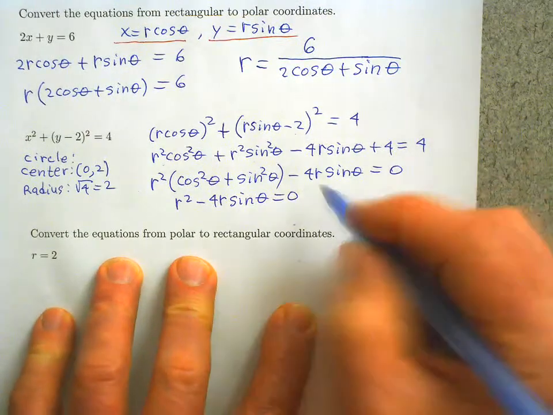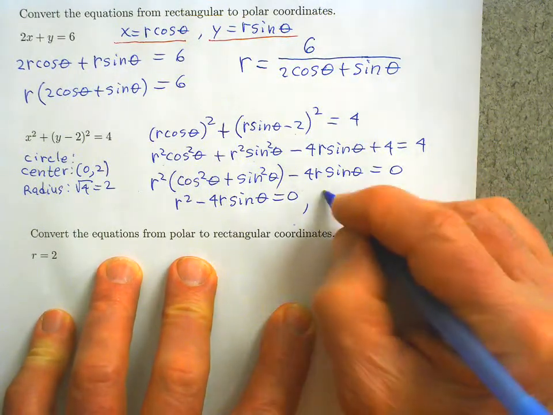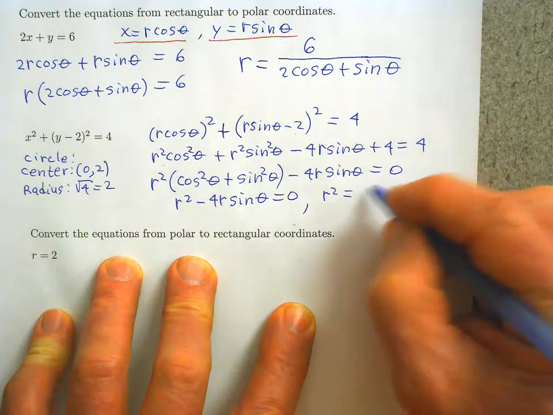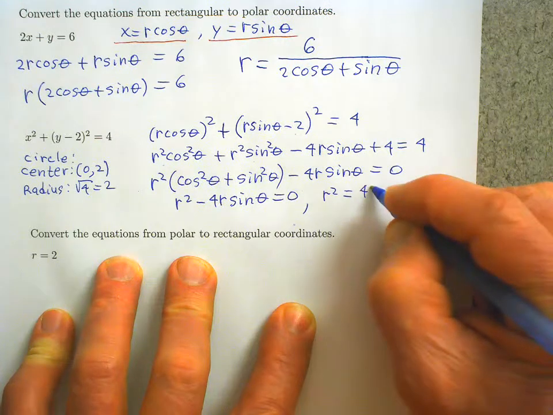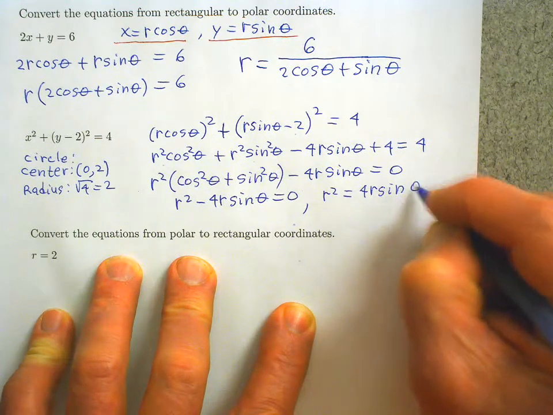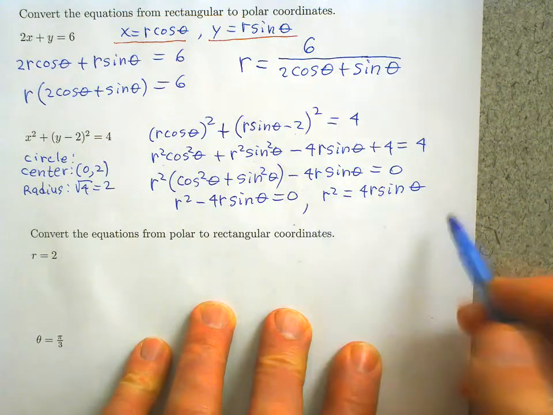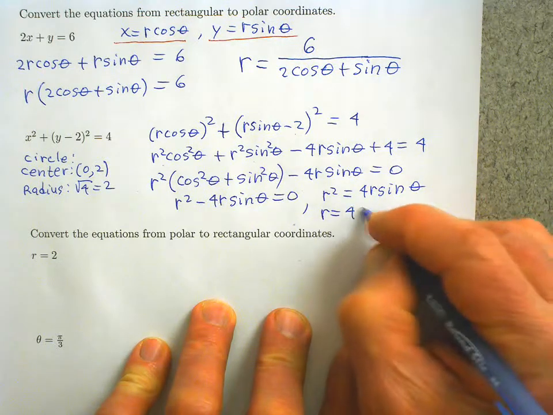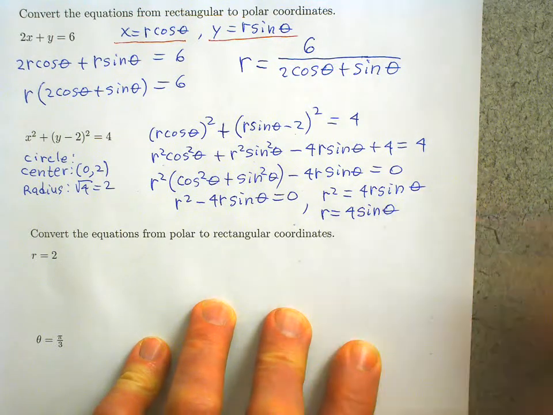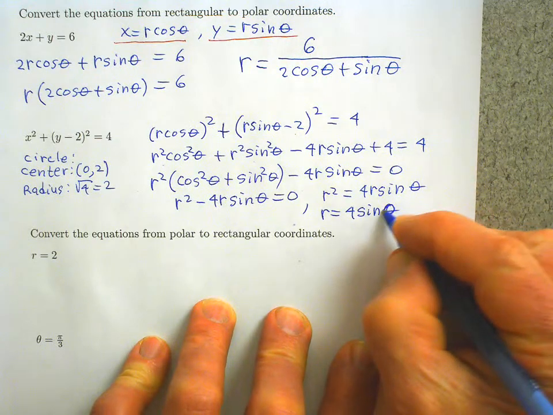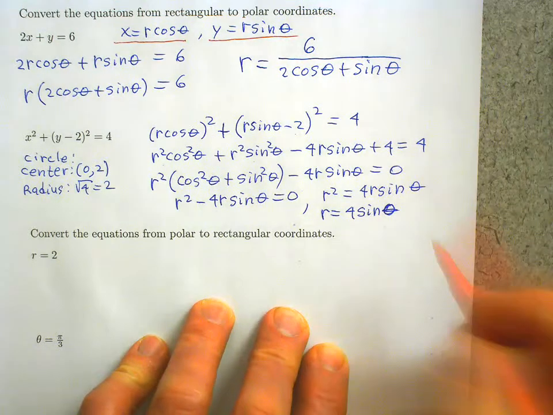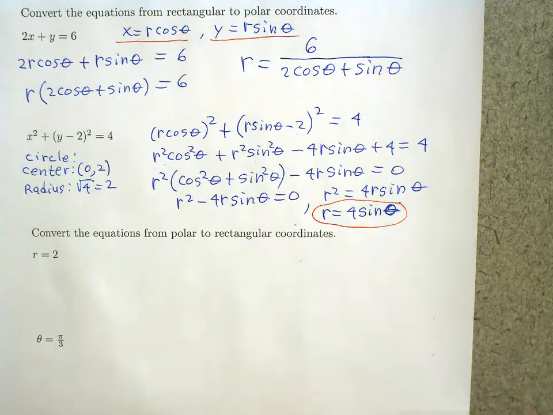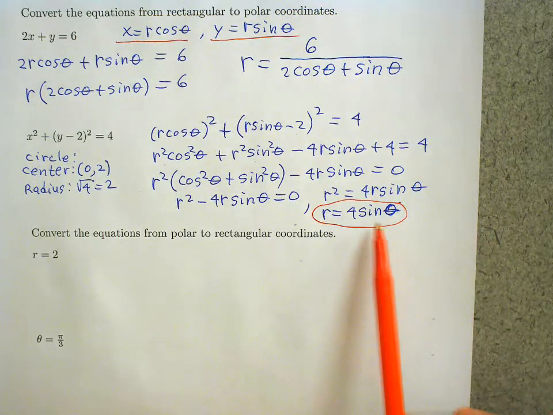And there's more that we can simplify. Now we'll add 4r sine theta to both sides. So we get r squared equals 4r sine theta. And finally, we divide both sides by r. So r is 4 times sine of theta. So, believe it or not, r equals 4 times sine of theta when graphed is a circle.